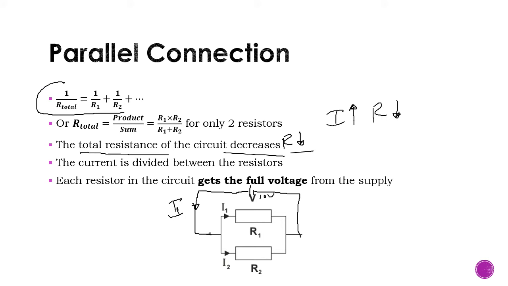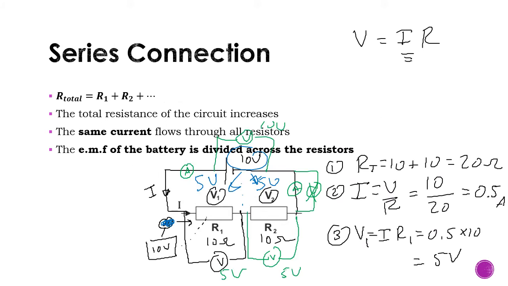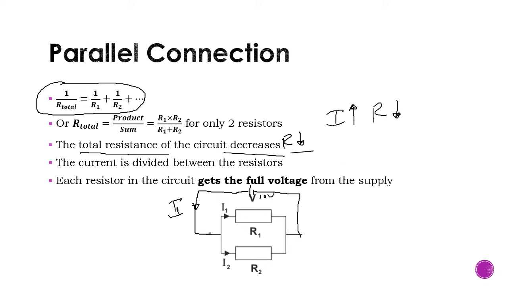With a very easy equation. We say 1 over R total equals 1 over R1 plus 1 over R2. You'll notice that this is the exact opposite of the series equation. That is, series is R1 plus R2, and this is 1 over R1 plus 1 over R2. This is just a little bit of math, but you could also use product over sum, meaning R1 times R2 over R1 plus R2, if you want to calculate the total resistance.